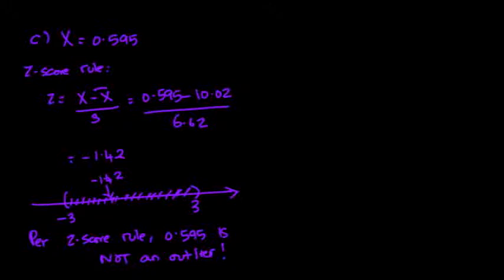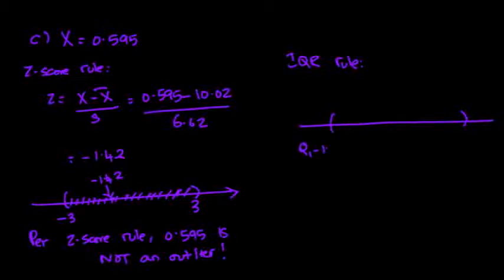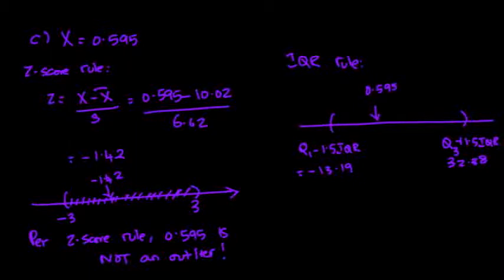We could do the IQR rule for the same problem, and we'd find that we have established the limits already. So Q1 minus 1.5 IQR is negative 13.19. Q3 plus 1.5 IQR is 32.38. And the observation here is 0.595. It's maybe over there. This is just approximate, but I know it falls between these two numbers. Therefore, per IQR rule, 0.595 is not an outlier.